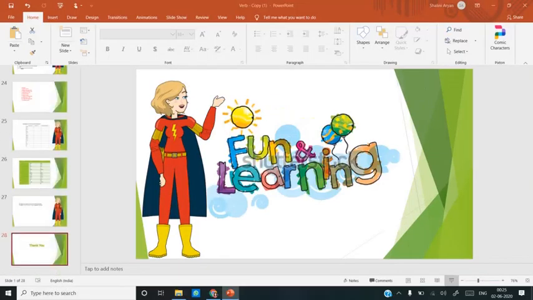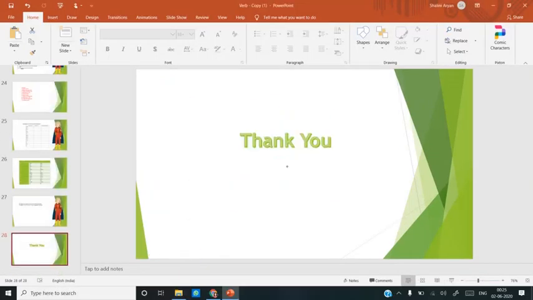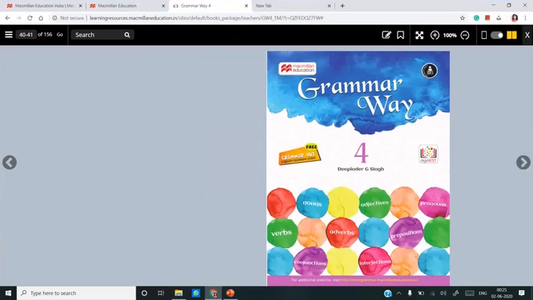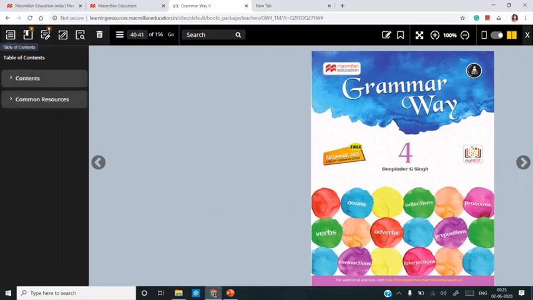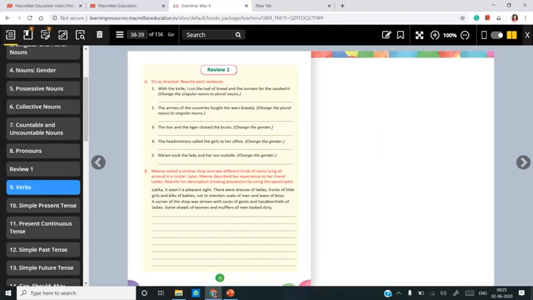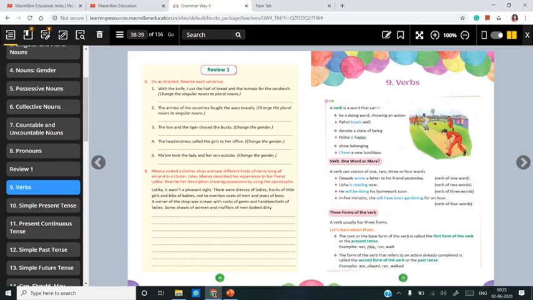Now we are not done with the class actually. We will also do it from our book. So open your page number. First of all, chapter 9, Verb, it's on page number 29. So let's do it from the book as well.